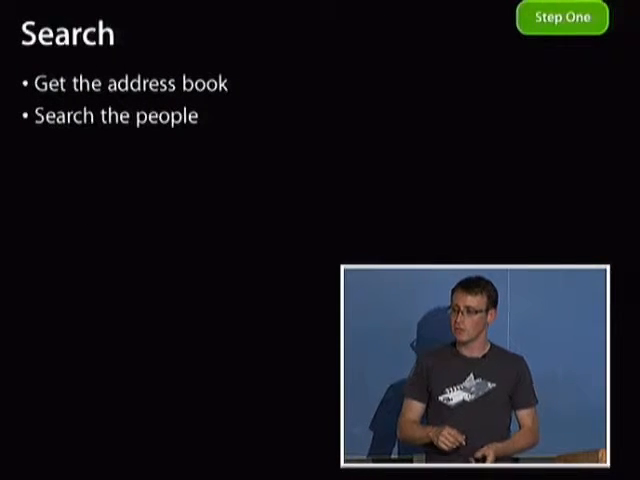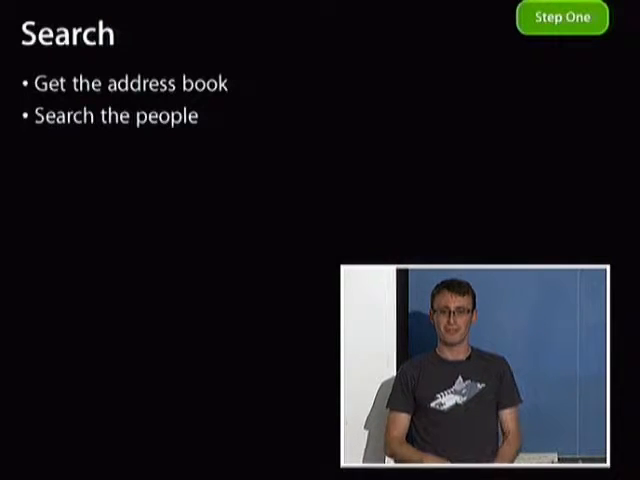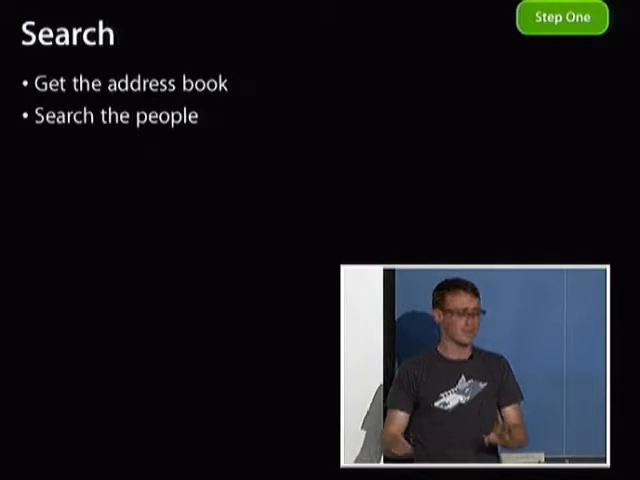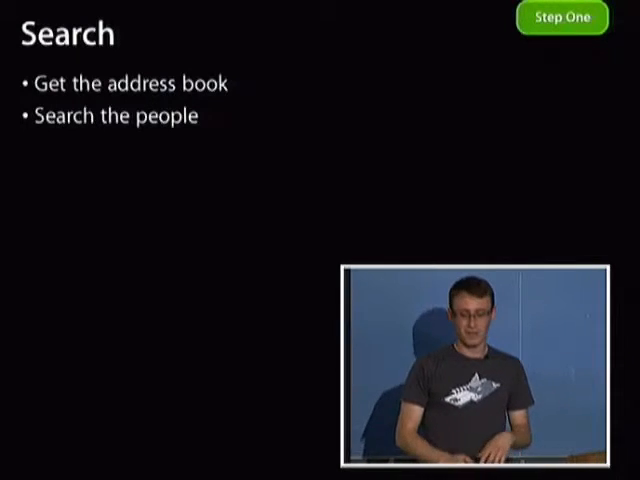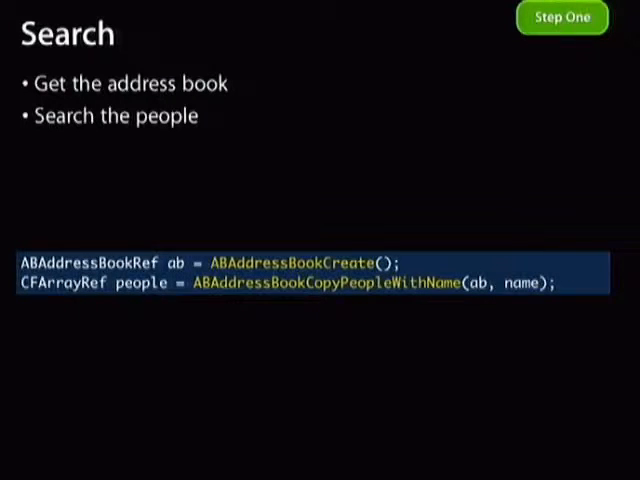So let's go to step one. As you might notice, I skipped the whole download part. You've talked about that earlier. So step one is really step two, but we can just say it's zero-based and it will be fine. So step one, how do we actually get the people from the address book? There are two simple functions. In this case, ABAddressBookCreate, and then this function you might remember from a few slides ago, ABAddressBookCopyPeopleWithName. So these are the two functions you need in order to get to the address book and then search people.